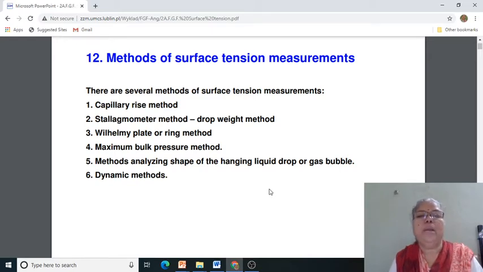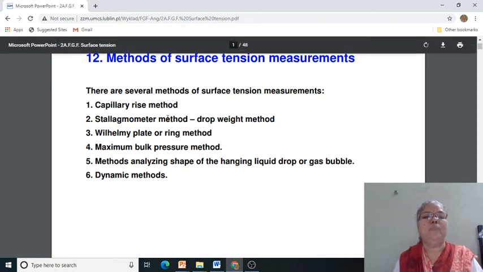Here now we are going to see how the surface tension is measured. There are several methods for the determination of surface tension. For example, capillary rise method, stalagmometer method, that means the drop weight method and drop number method, Wilhelmy plate or ring method, maximum bubble pressure method, methods analyzing shape of hanging liquid drop or gas bubble, and dynamic method. And for your study there are only two methods, and these methods are very easy, simple ones.